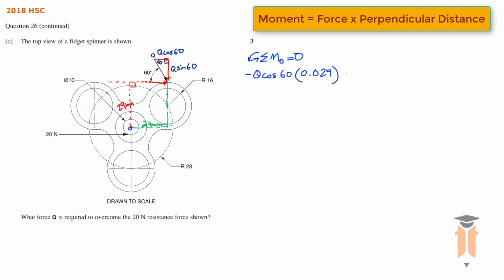And then I've got its vertical component, which is also going clockwise, so that's minus Q sine 60 times its perpendicular distance, which is 24 millimeters, so that's 0.024 meters. And now I've also got this 20 Newton force, which is going to be positive 20 because it's going in an anti-clockwise direction. And its perpendicular distance from this force will be the radius of this smaller circle. Now the diameter is 10, so the radius will be 5. So convert the 5 millimeters to meters, which is 0.005, and that's all equal to 0.